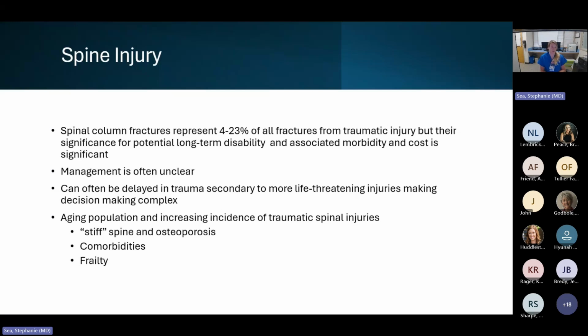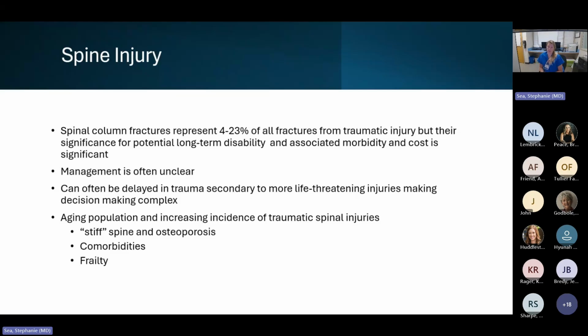The diagnosis and or treatment can often be delayed, especially in the trauma situation, because it is often secondary to more life-threatening injuries that are happening. So, the bleeding patient or the severe head trauma that needs a craniotomy as well, or perhaps they're severely hypotensive. Those are all going to be, of course, more important and take precedence, and then the actual fractures come later.